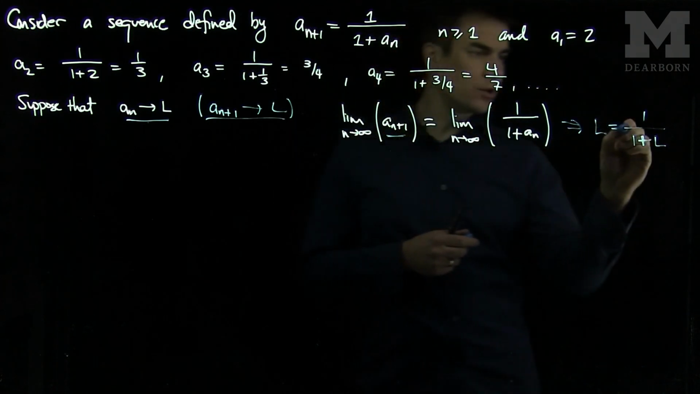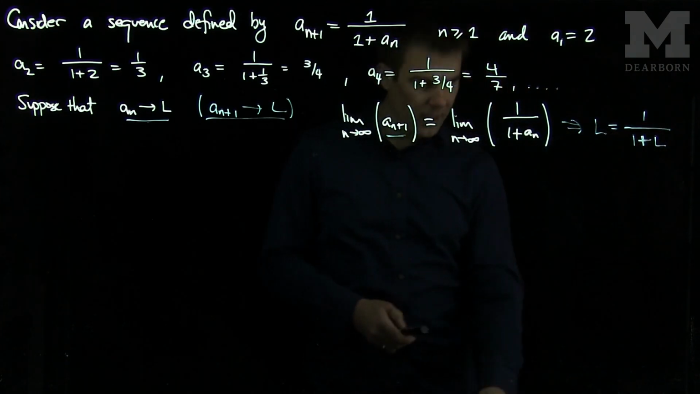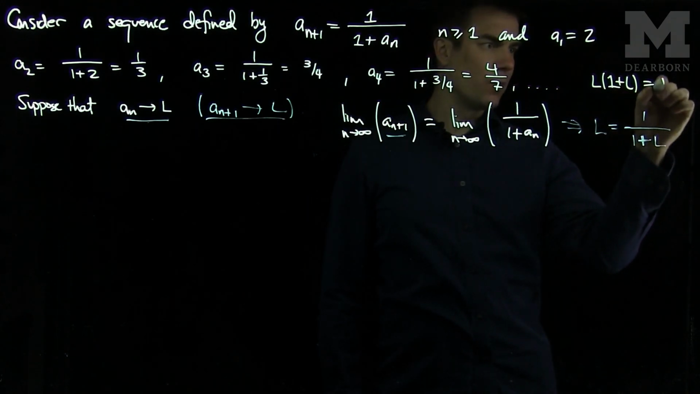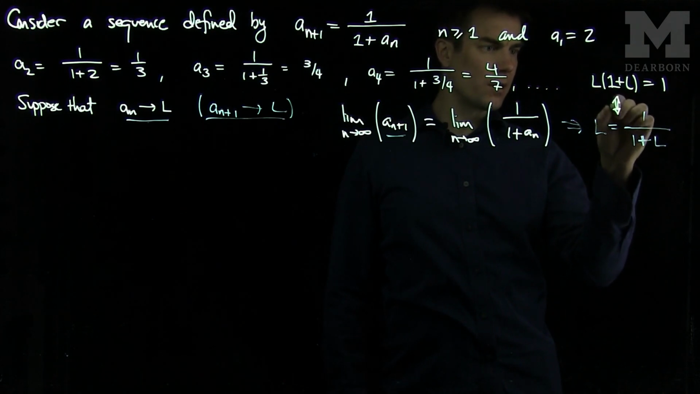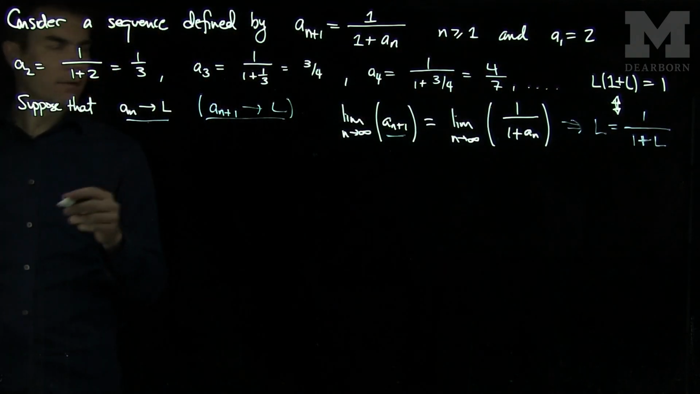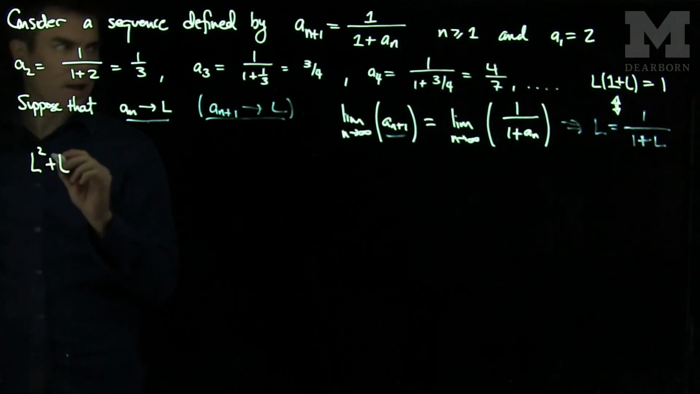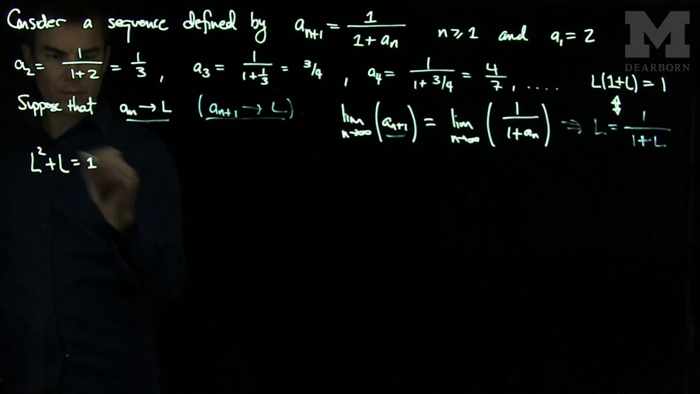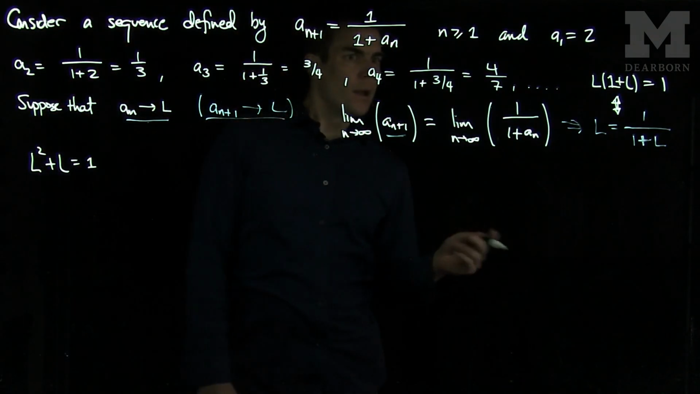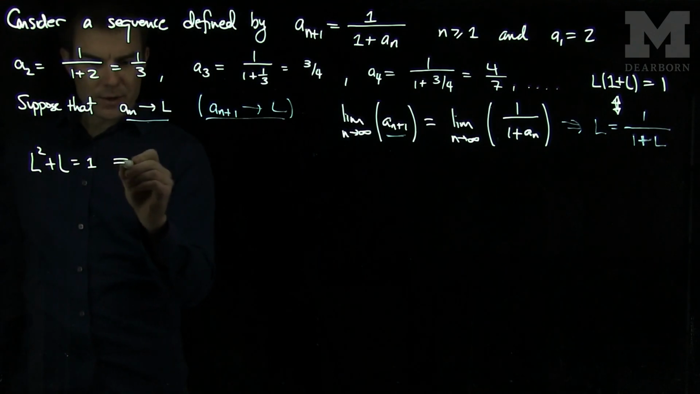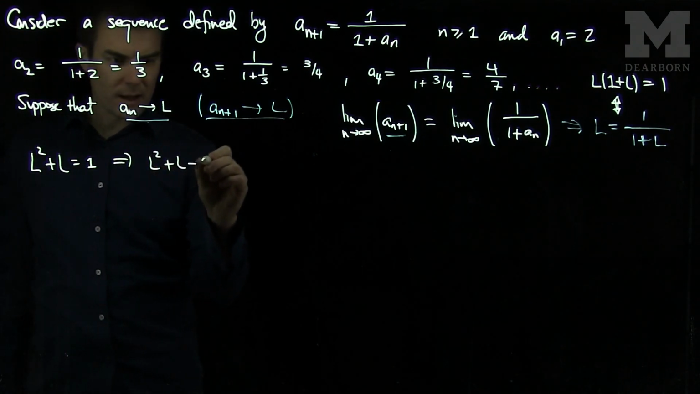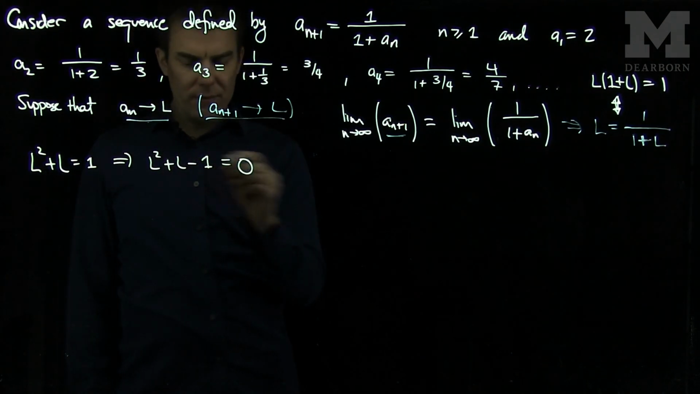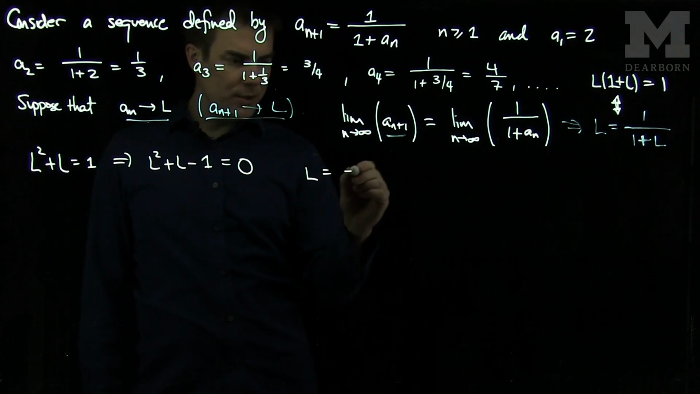And now we have a quadratic equation in L to solve. This equation, by cross multiplying, will tell us that L times (1 plus L) is equal to 1. These two things are equivalent to each other. And so therefore we'll have L squared plus L is equal to 1. Then we can rearrange this and write it as L squared plus L minus 1 equals 0.